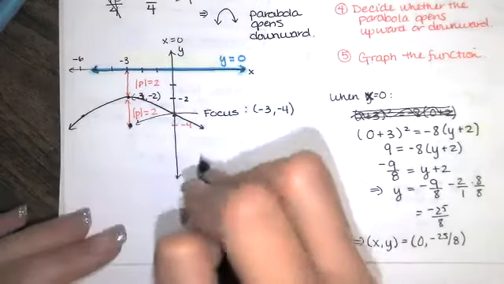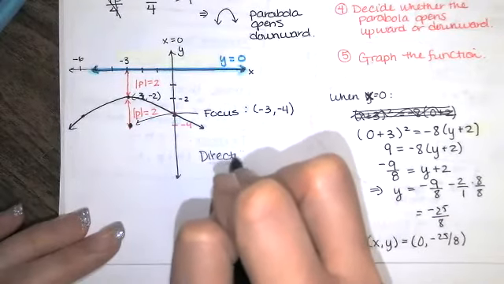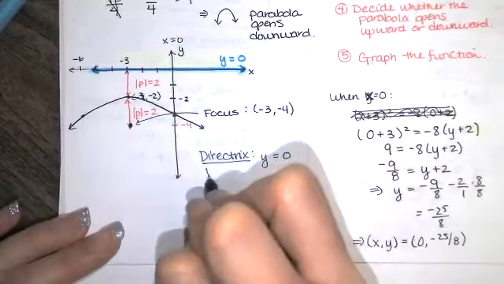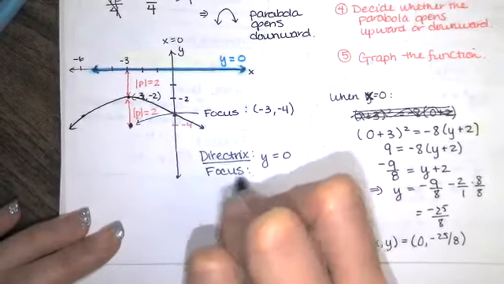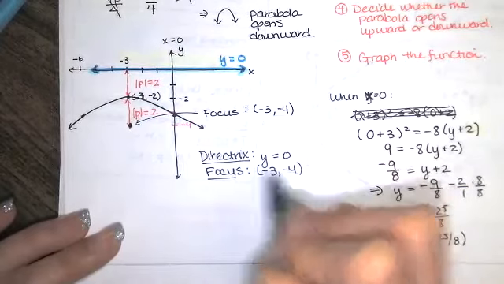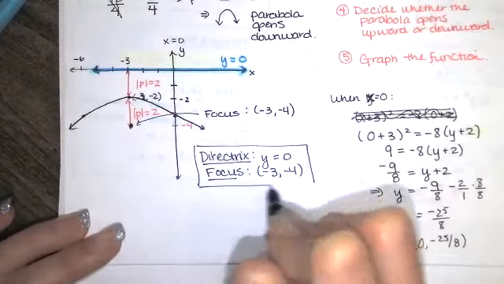So if somebody asked me for the directrix now, the directrix is a horizontal line, y equals 0, and the focus is this point, x equals -3, y equals -4, and we graphed it.